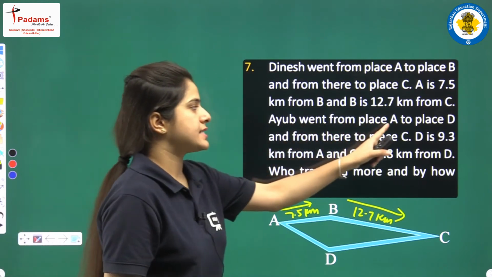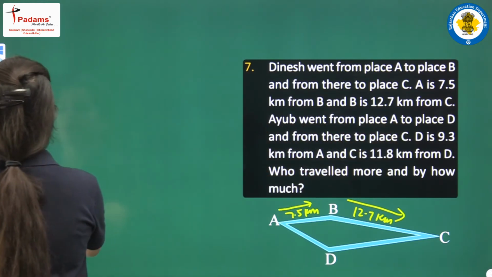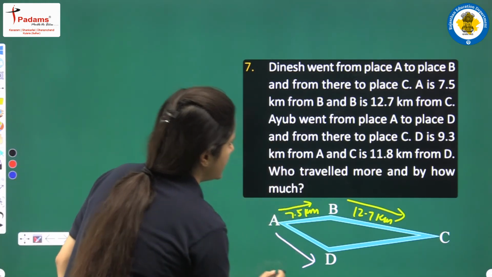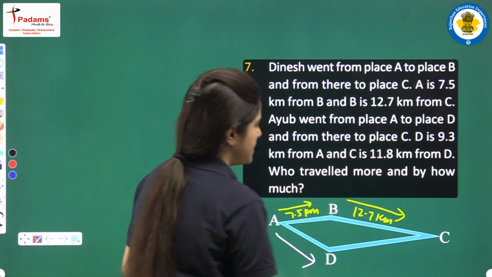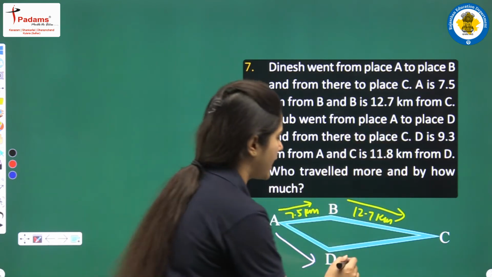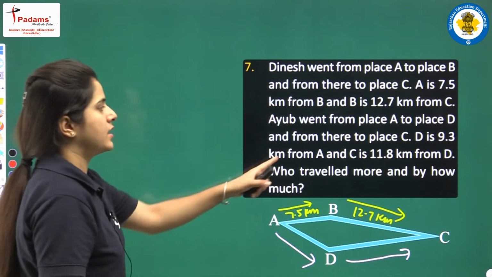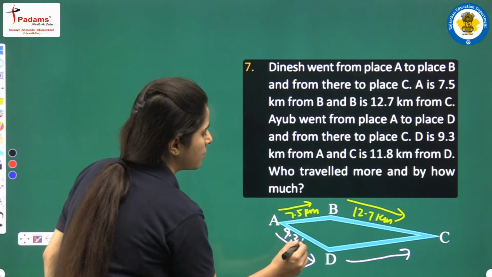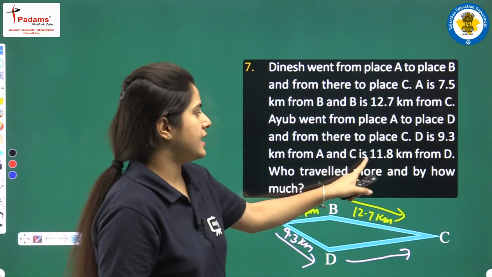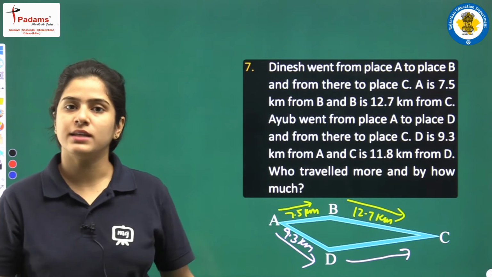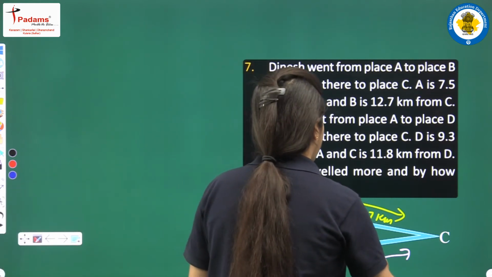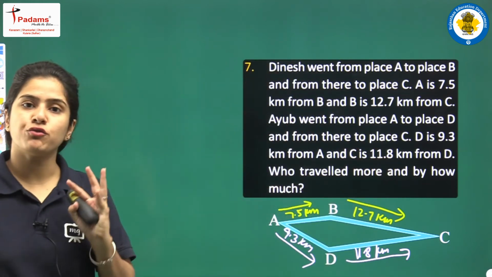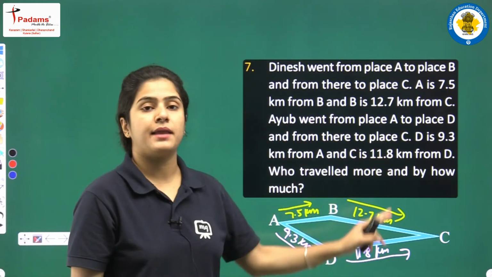Ayub went from place A to D, and from D he is going to C. D is 9.3 kilometers from A, right, students? And C is 11.8 kilometers from D. So you have to find out who travelled more and by how much.